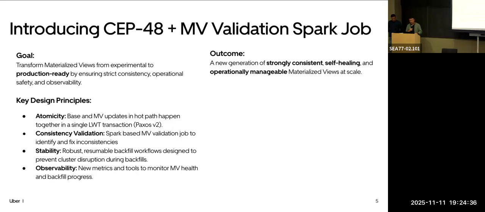The second part about the stability, as I mentioned, because base table and MV are updated in one transaction, there's no way they can get out of sync. So repairing base table doesn't need to replace the mutations anymore. So repairing base table and MV replicas is just like normal repairing Cassandra.